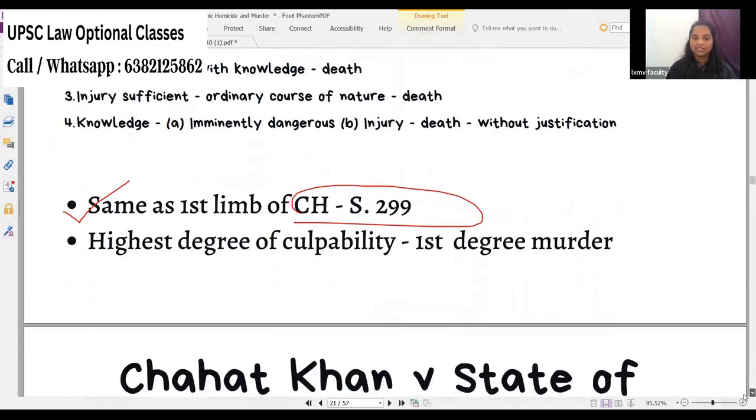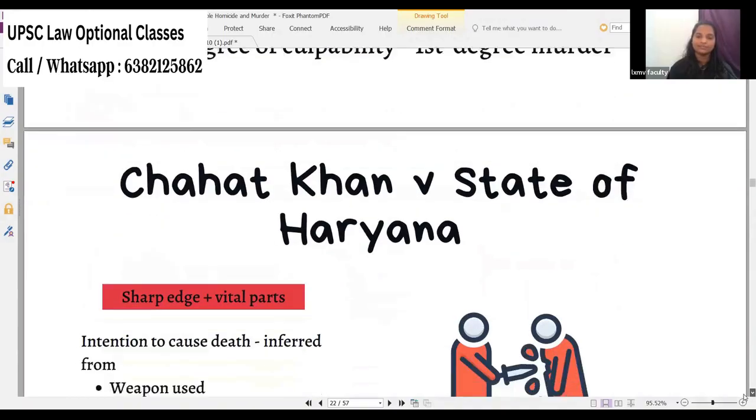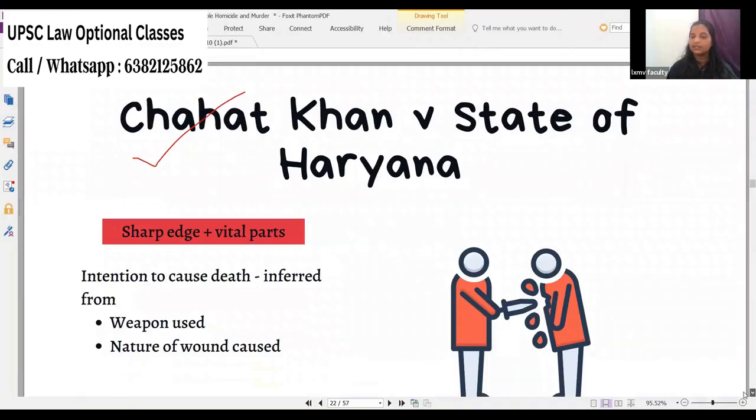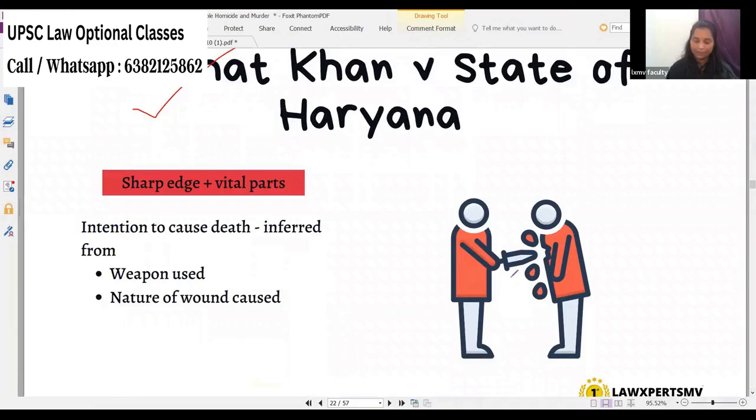So this is about the first limb, and I give you a case law for that. Chahat Khan versus State of Haryana. What happened? The accused took a very sharp weapon and cut the vital part of the victim. Now, how can the intention of the accused be studied? In a few cases, the accused himself will come and say that I have done that in order to kill them, or they would have said so in the past circumstances. But in most cases, by the weapon used, what type of weapon he is using, how he is causing the wound, and the nature of the wound caused.